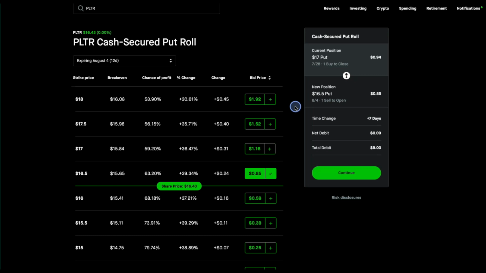So these are the two options that you can roll out the options with. Doing it in Robinhood for any beginner is pretty straightforward, and they have introduced this roll out the position feature, so that makes it pretty easy. I hope this makes it clear, and this applies to any other underlying that you have, right?